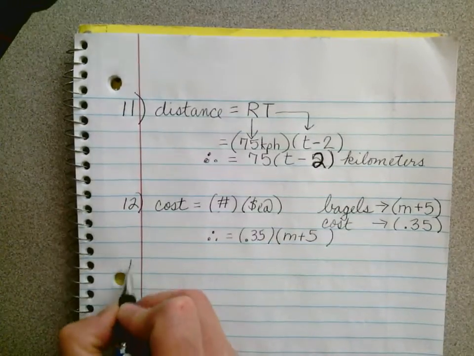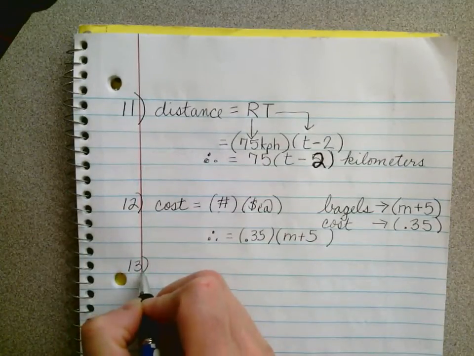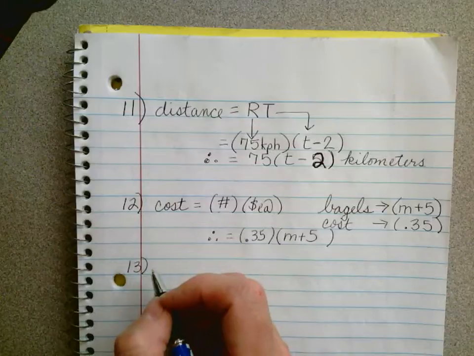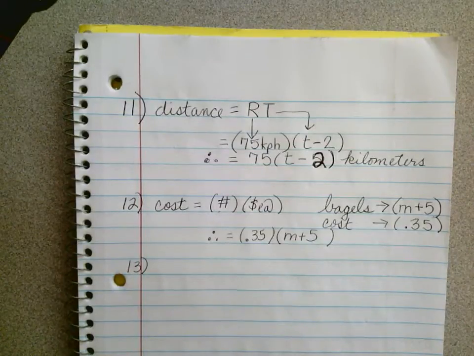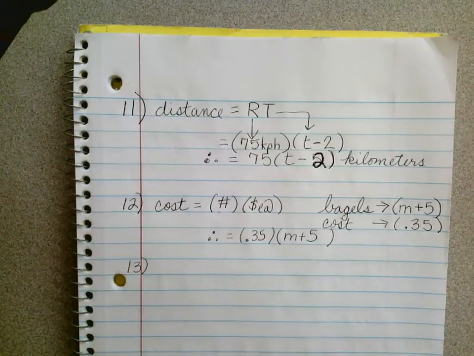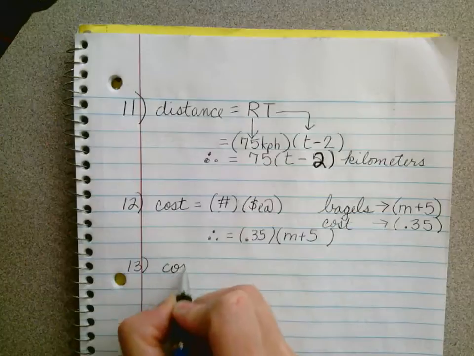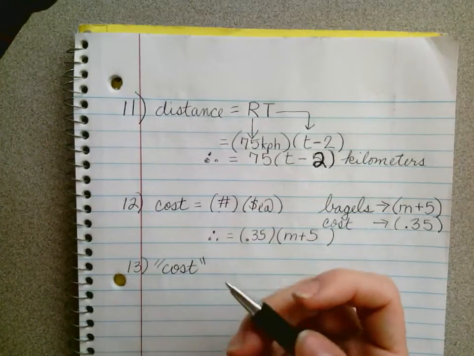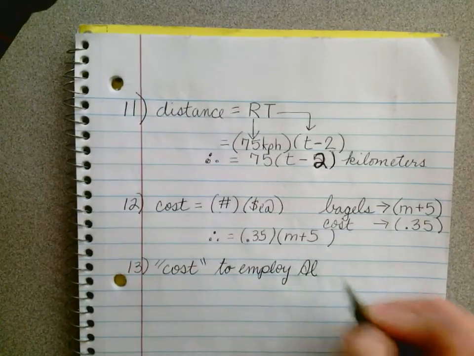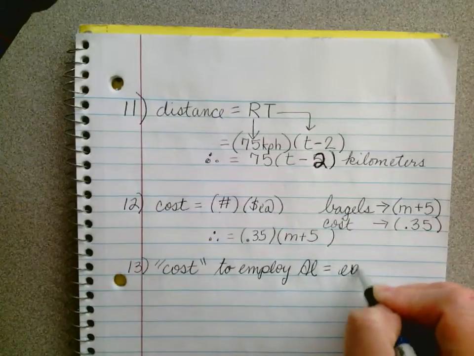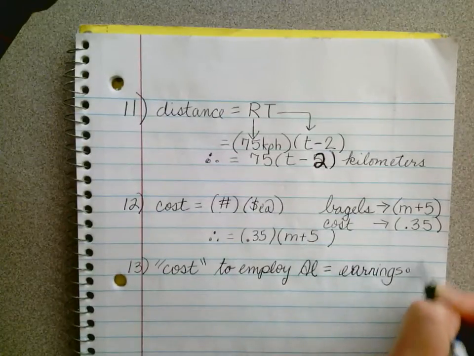Here's where it starts to get tricky, my friends. We're on number 13 in the oral. Al earns. What is this similar to? Distance, cost, perimeter, or area? Give it your best guess, Lizzie. What do you think number 13 is similar to? What'd you say, sweetie? Yes, good. So, in other words, what is the cost to employ our friend Al? The cost to employ our friend Al is equivalent to the earnings of our friend Al.